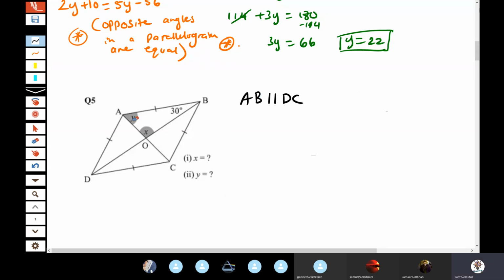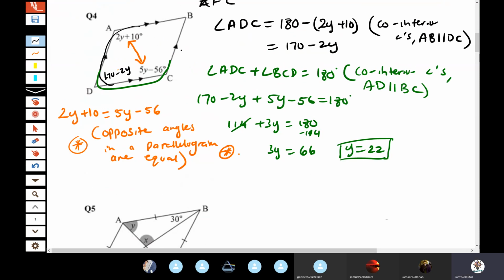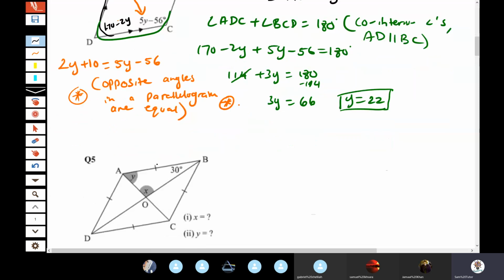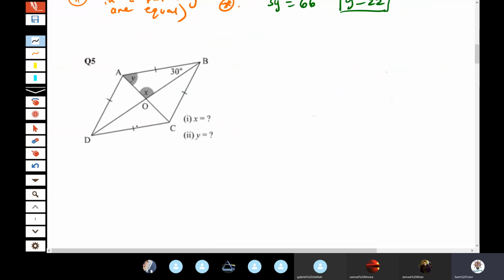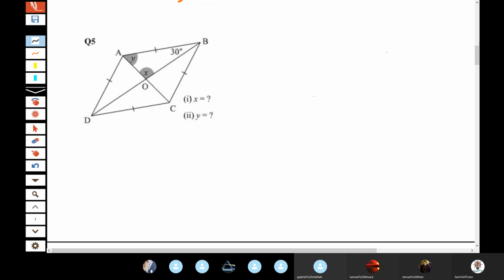Doesn't look like it. So can AB be parallel to DC? Just because it looks like it's parallel, that's not a good enough reason. Unless there are arrows to tell you that they are parallel, you cannot assume they are parallel. So forget about your parallel lines. It's not going to be done that way. Now you've got to start thinking of a different way.